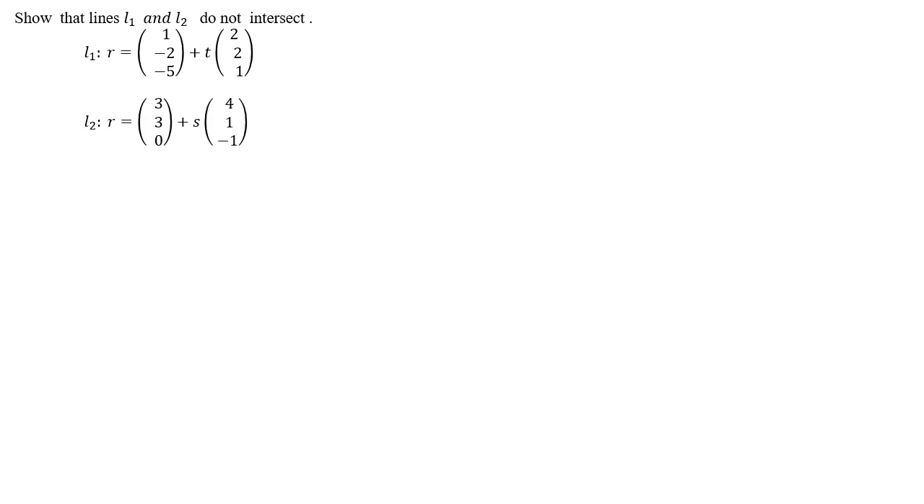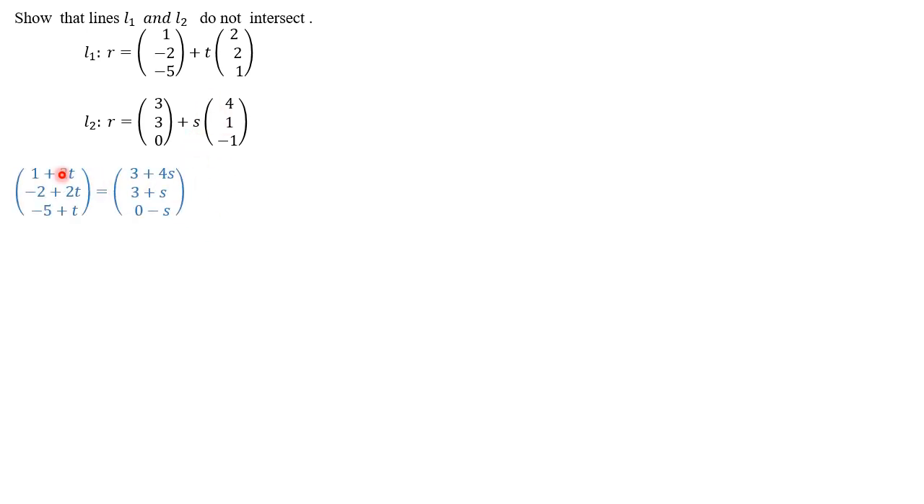All right, so let's go to the next example. They are saying show that the lines L1 and L2 do not intersect. So these are the lines that we have. We need to test for consistency here, right? So now we're just going to equate these two lines.